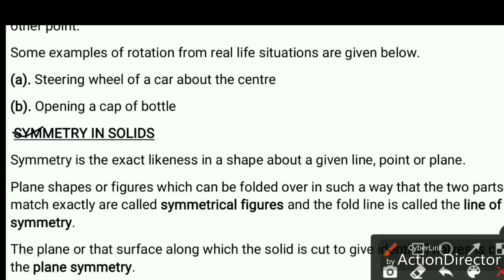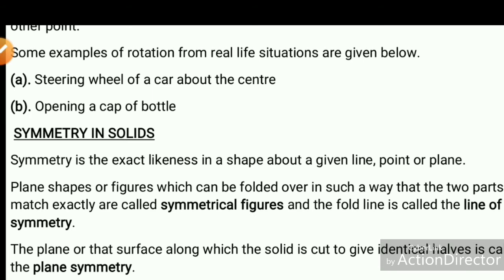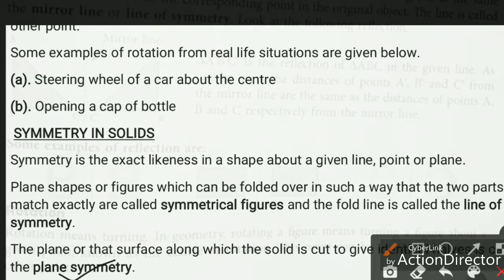Now symmetry in solids. Symmetry is the exact likeness in a shape about a given line, point or plane. Plane shapes or figures which can be folded over in such a way that the two parts match exactly are called symmetrical figures, and the fold line is called the line of symmetry. The plane or surface along which the solid is cut to give identical halves is called the plane of symmetry.